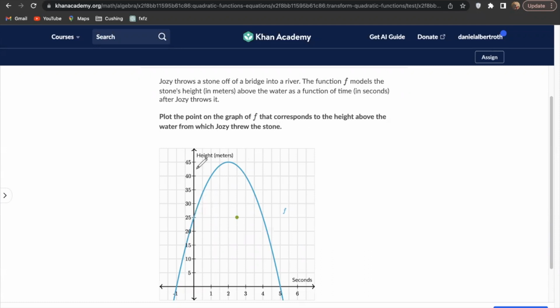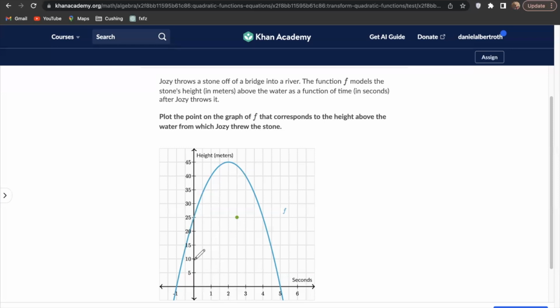So the graph here is showing that Josie is standing up on a bridge. She's standing up at a height, and she's going to throw a stone, and maybe it's going to go up in the air at first, but then eventually gravity is going to take its toll, and it'll start falling down. So Josie was holding the rock when the time was 0 seconds, when this story began, in a sense.